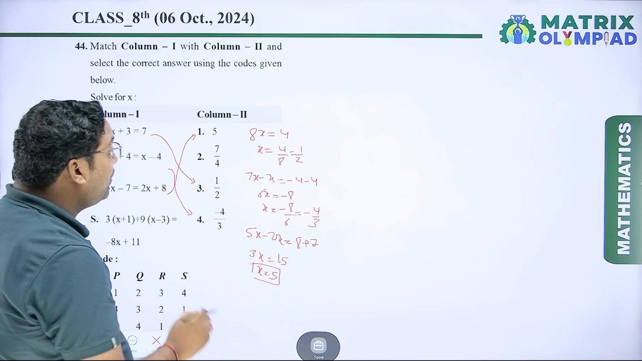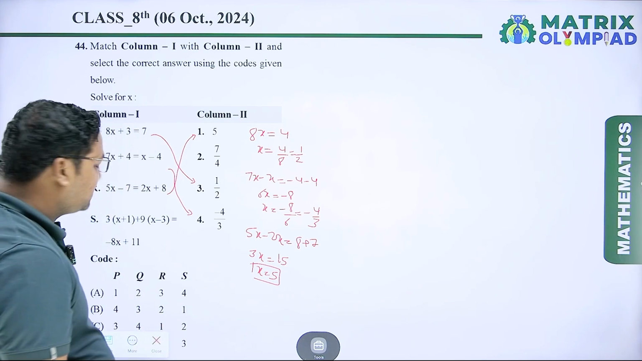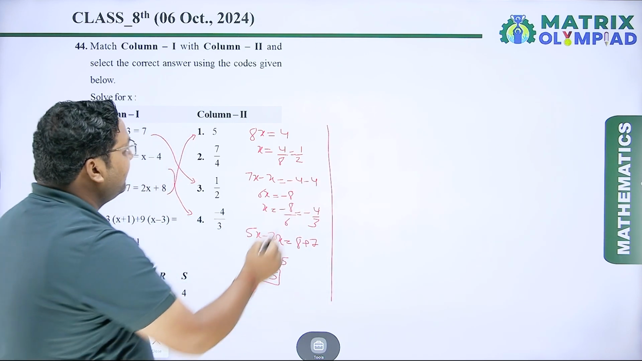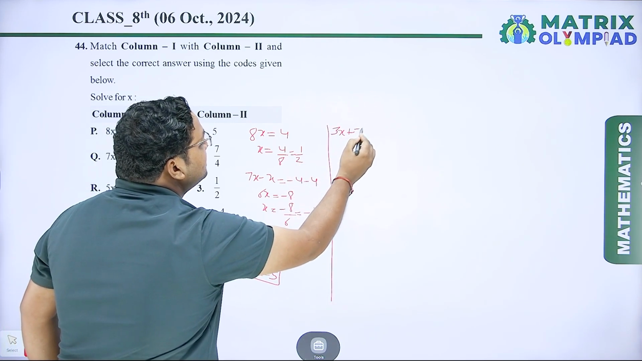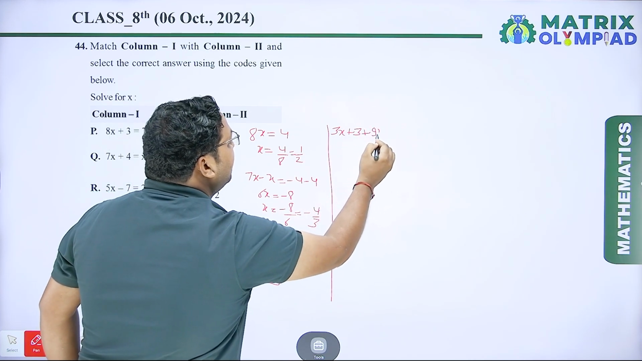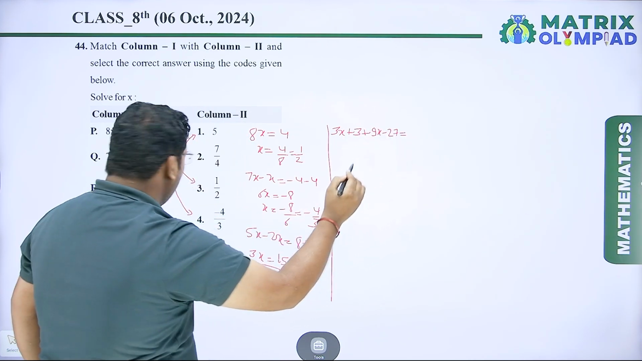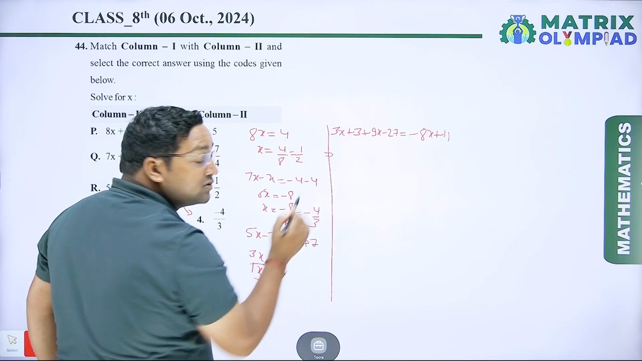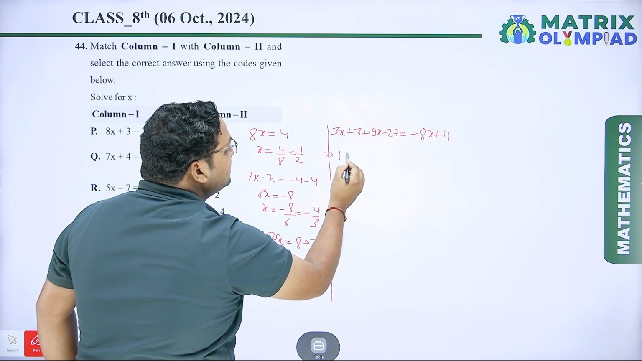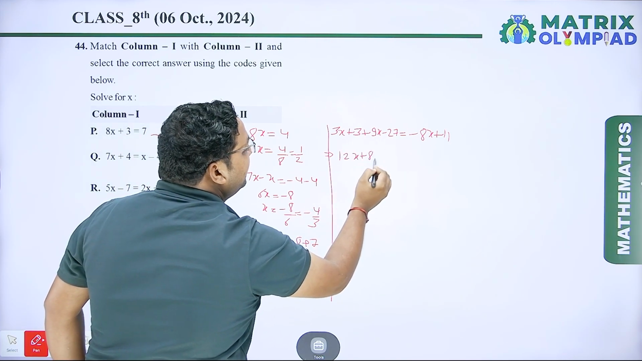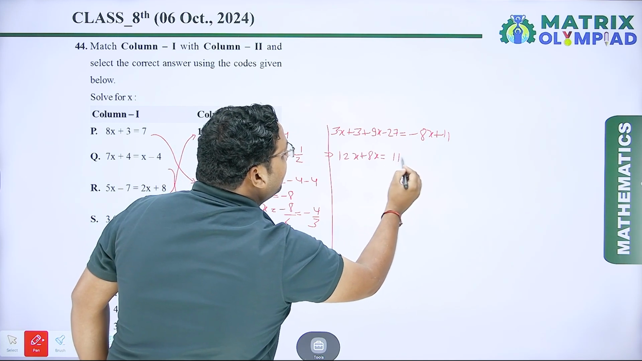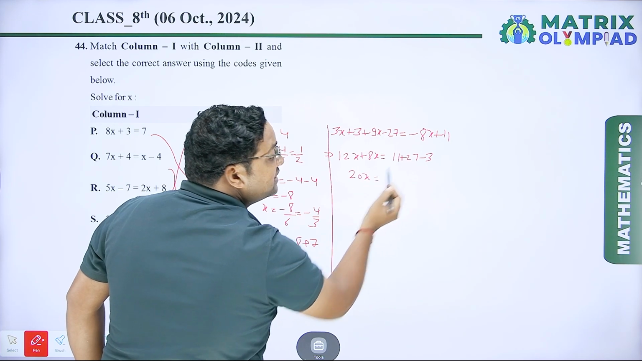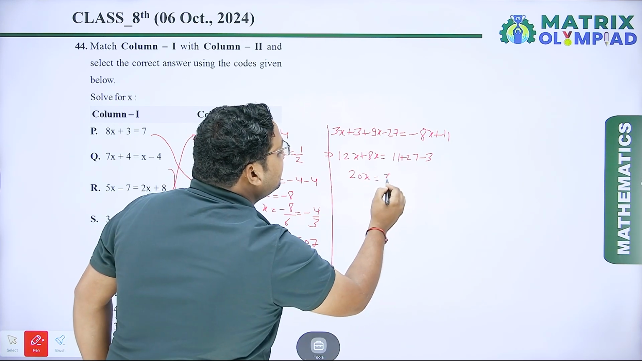Next is 3 into x plus 1 plus 9 into x minus 3 is equal to minus 8x plus 11. So let's solve this equation. We will get 3x plus 3 plus 9x minus 27 is equal to minus 8x plus 11. So for solving this equation, we will get 9x plus 3x is 12x, and this plus 8x equal to 11 plus 27 minus 3. 12x plus 8x is 20x, 11 plus 27 is 38, 38 minus 3 is 35.